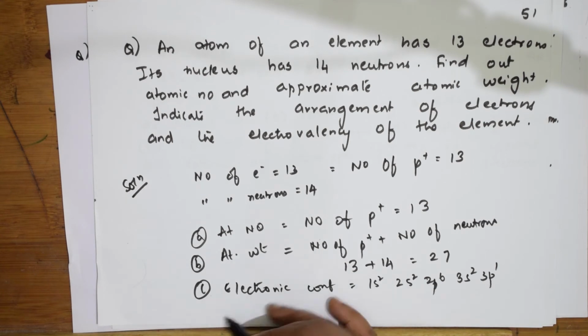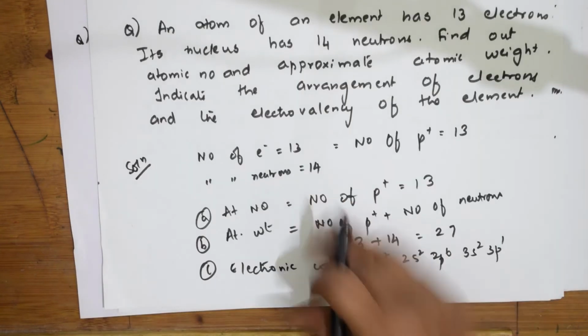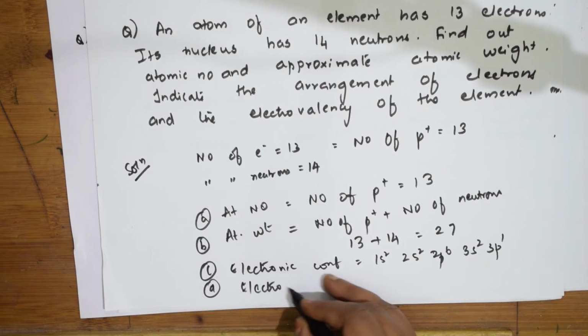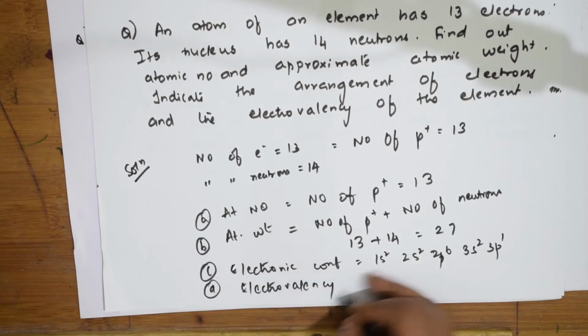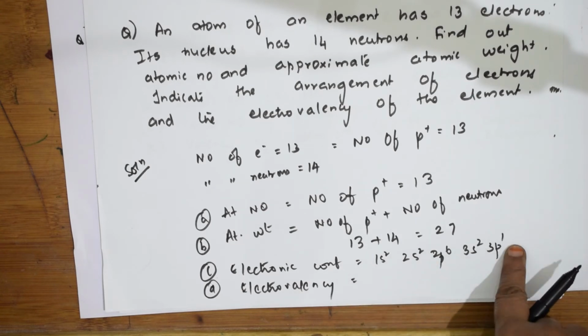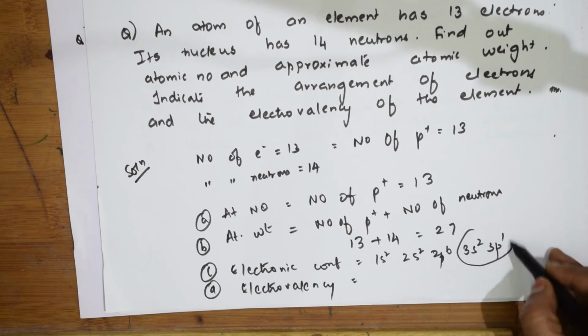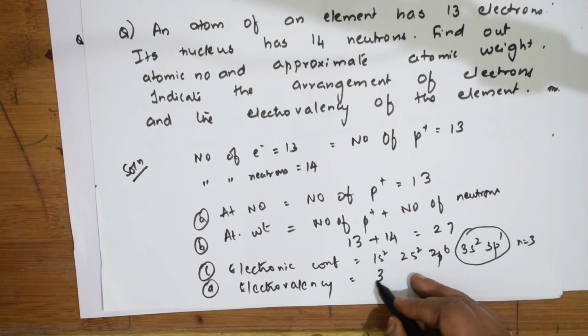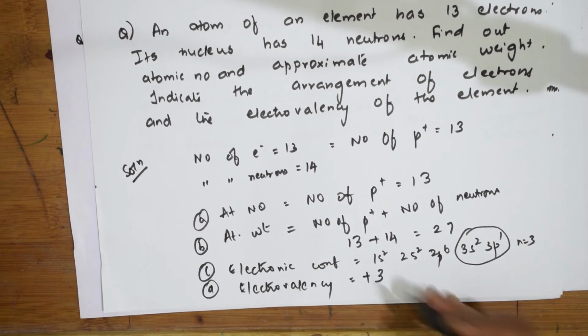Now electrovalency. What is electrovalency basically? Electrovalency is the number of electrons present in the valence shell. How many electrons are present in the valence shell? This is n equal to 3, isn't it? So the number of electrons present in the valence shell is 3. So 3 is the valence, it is plus 3. So plus 3 is the electrovalency.